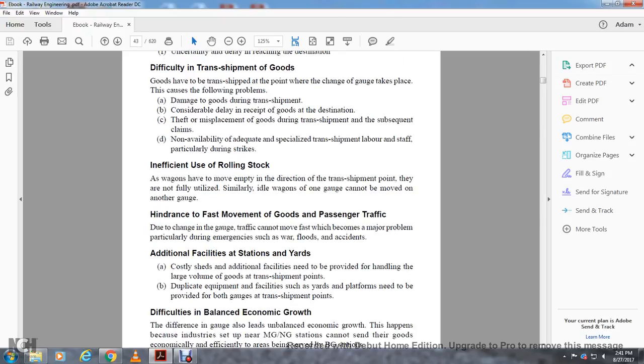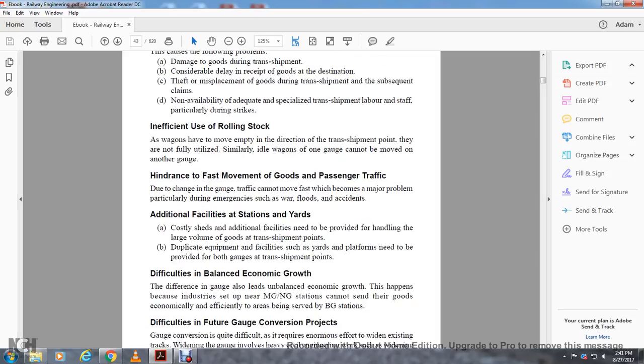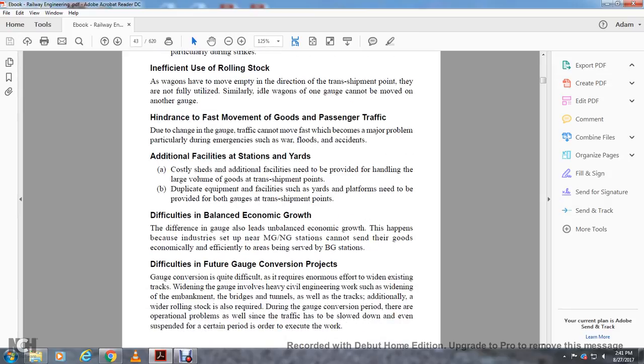Additional facilities in station yards, such as costly sheds and additional facilities, need to be provided for handling large volumes of goods at transshipment points. Duplicate equipment and facilities such as yards and platforms need to be provided for both gauges at transshipment points. Difficulty in balancing economic growth: the difference of gauges also leads to unbalanced economic growth, because industries set up at a meter gauge or narrow gauge station cannot send their goods economically and efficiently to areas served only by a broad gauge station.